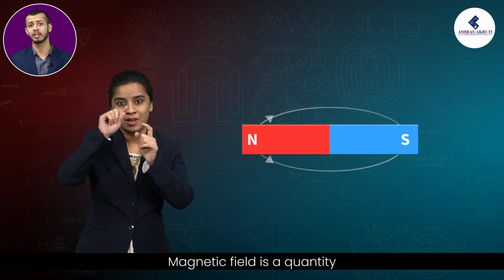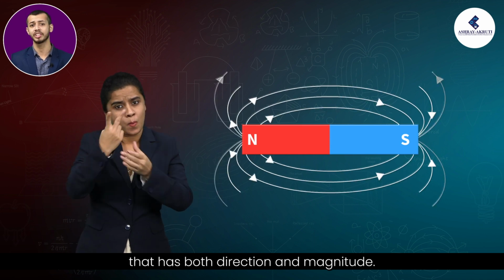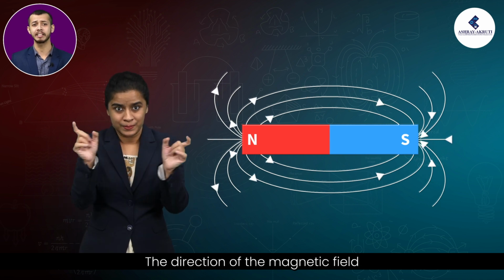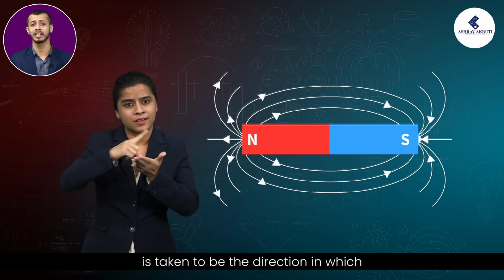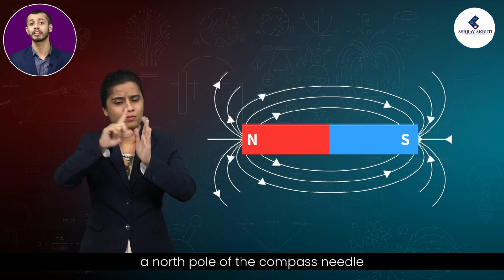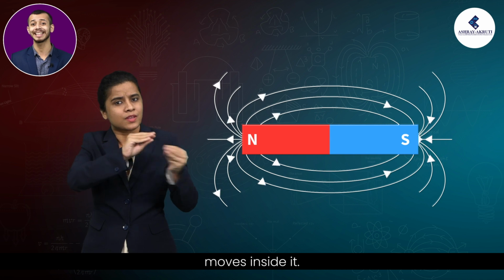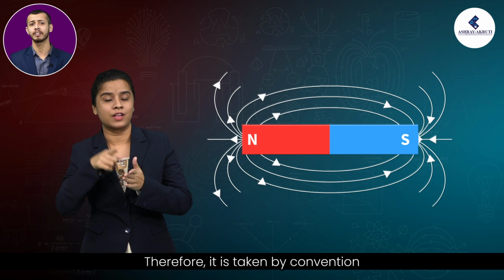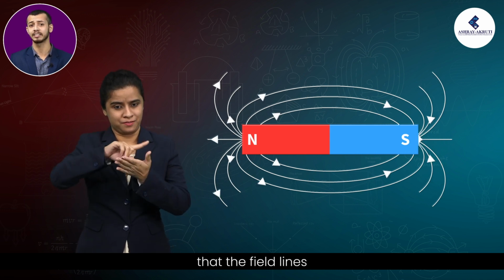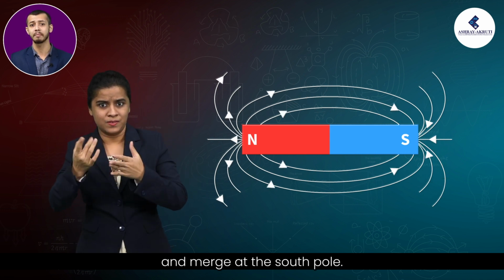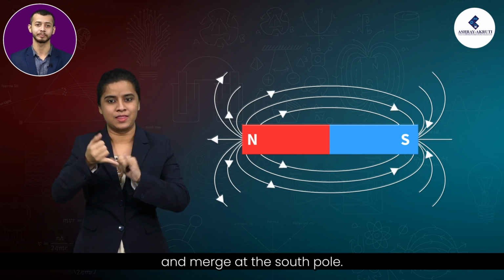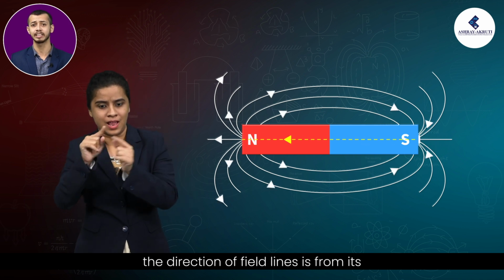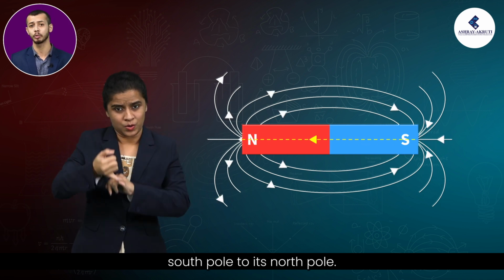Magnetic field is a quantity that has both direction and magnitude. The direction of the magnetic field is taken to be the direction in which a north pole of the compass needle moves inside it. Therefore, it is taken by convention that the field lines emerge from the North Pole and merge at the South Pole. Inside the magnet, the direction of field lines is from its South Pole to its North Pole.